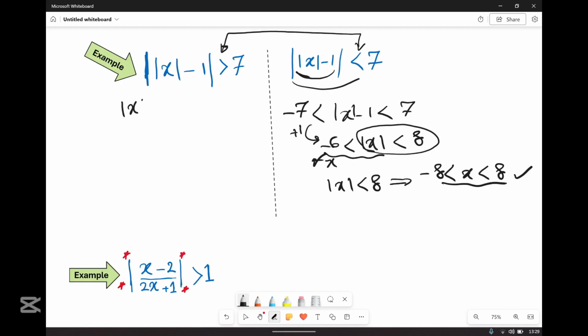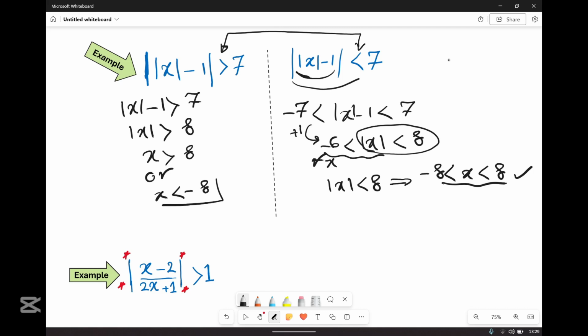On the other side, the absolute value of x - 1 is larger than 7, and it implies that the absolute value is larger than 8, and x is larger than 8 or x is less than -8. If you see, they are exactly the opposite sides. This gives x between 8 and -8, and this one takes x belonging to the domain exactly opposite of this part.